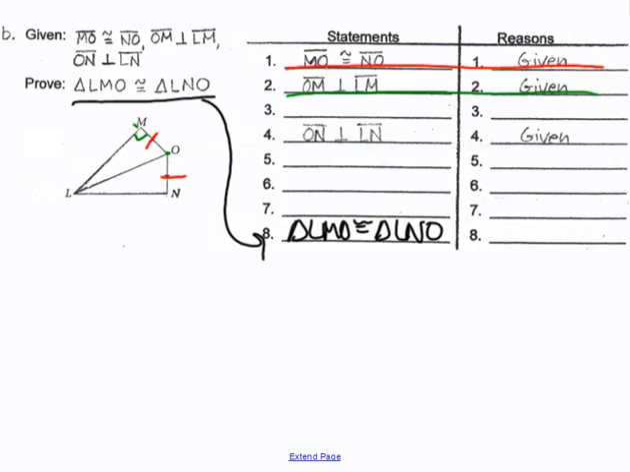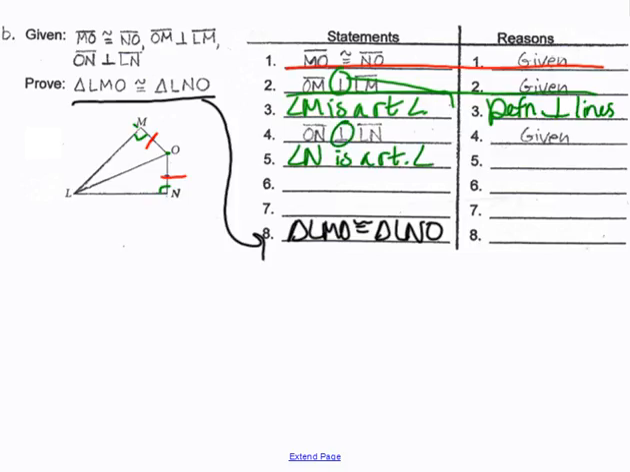Okay, well that'll give me a right angle. So I said angle M is a right angle by the definition of perpendicular lines. We've seen that before. They also have ON and LN being perpendicular, so I'm going to say the same thing with N. So angle N is a right angle because I was told those two lines are perpendicular, so by the definition.